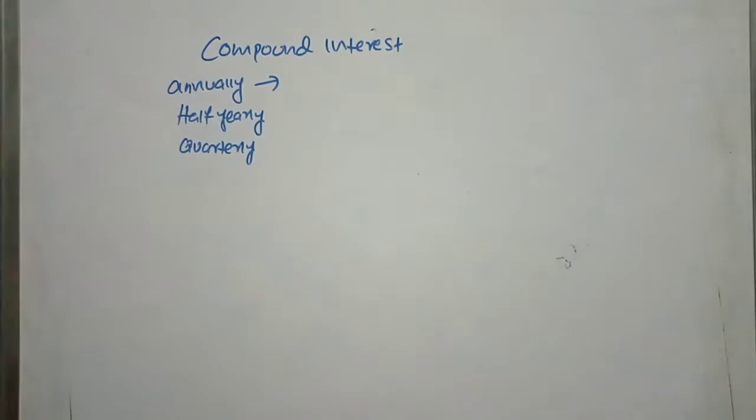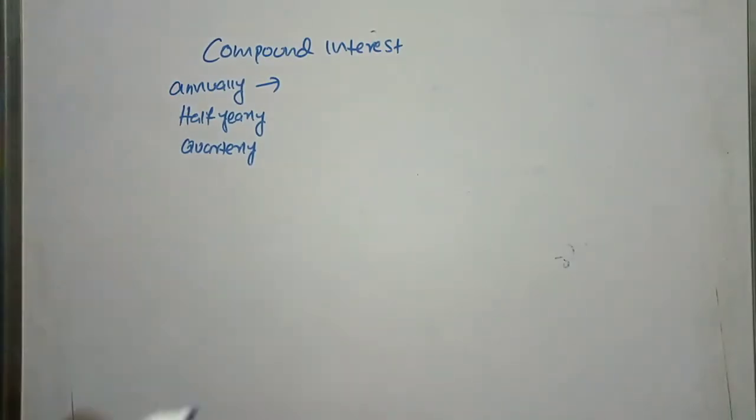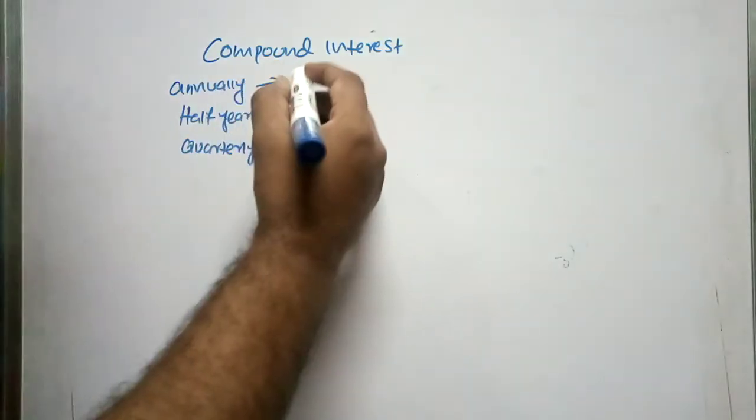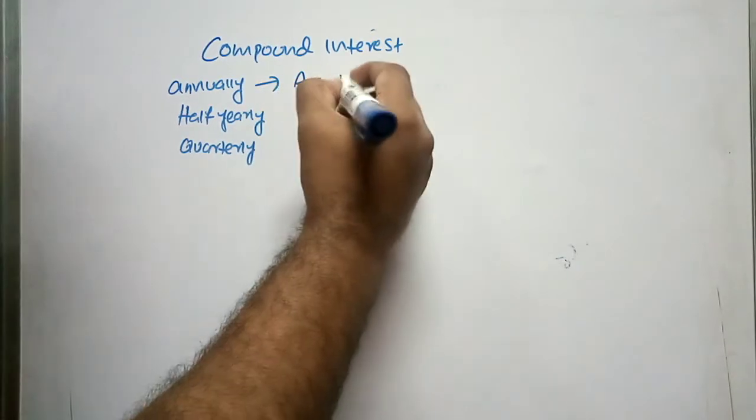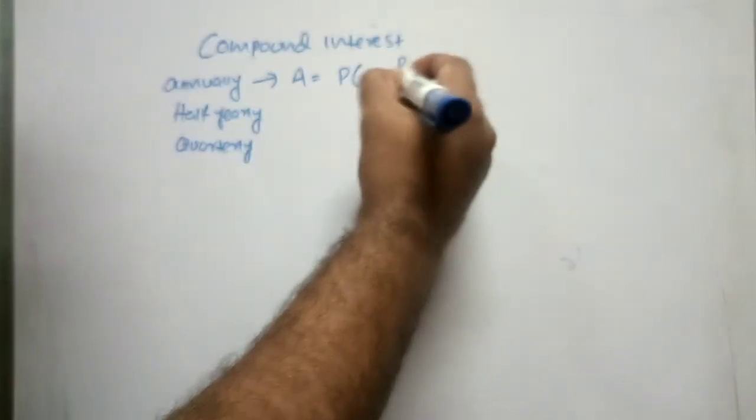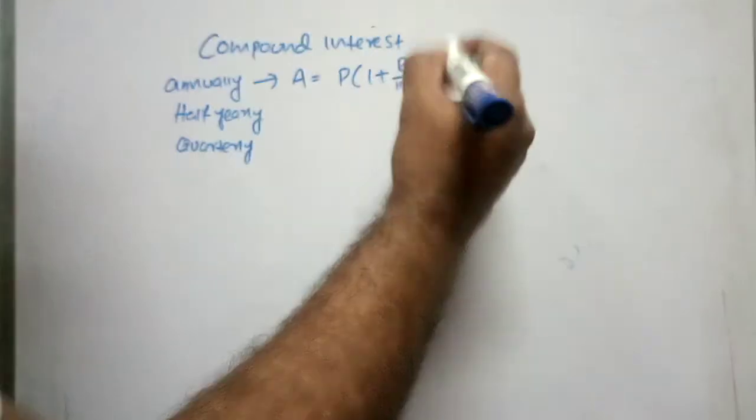Here one is annually, then half yearly, quarterly. Okay, these are the three different things. For example, if I say annually, A is equal to P (1 + R/100)^n.